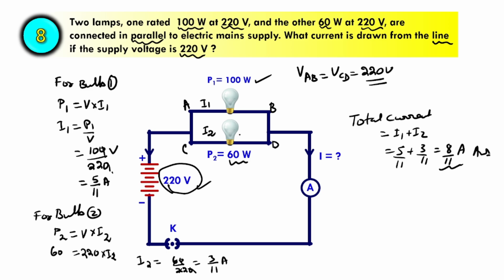Clear? Right. So what does this mean? When two electrical equipments are connected in parallel, what remains the same? Voltage remains the same. But what about the power? The power may be different. So the current is also different.